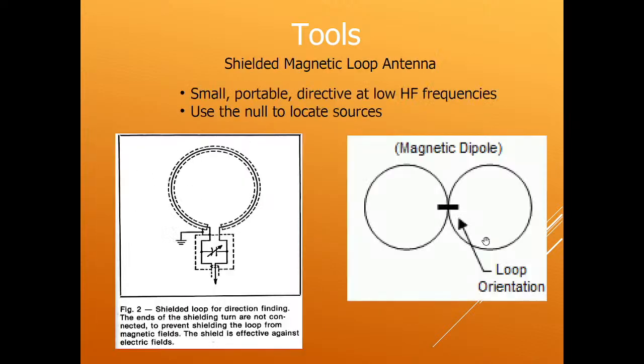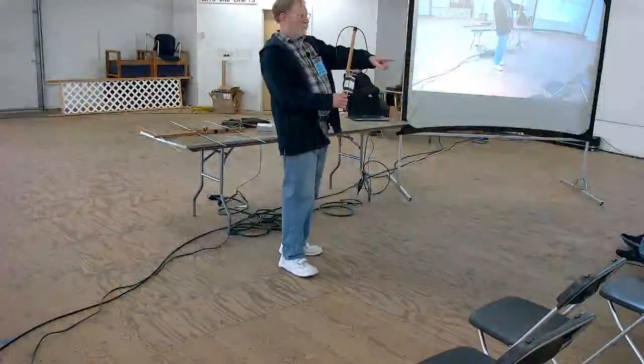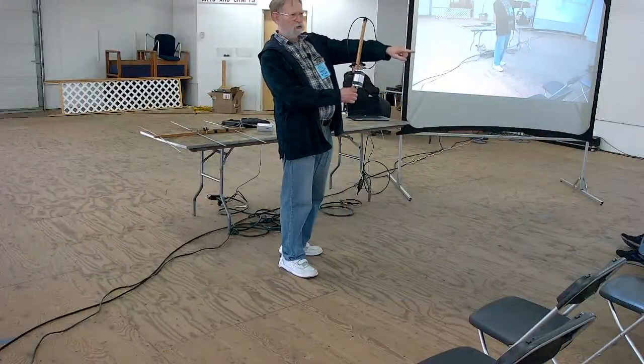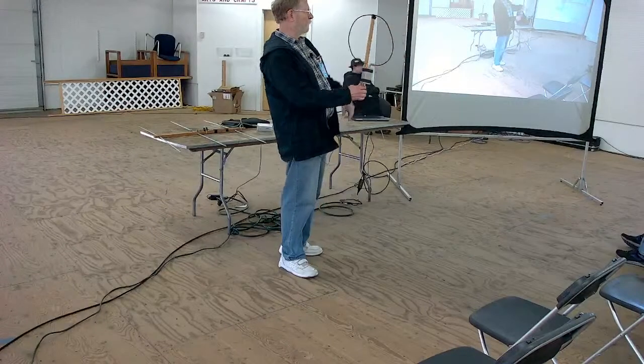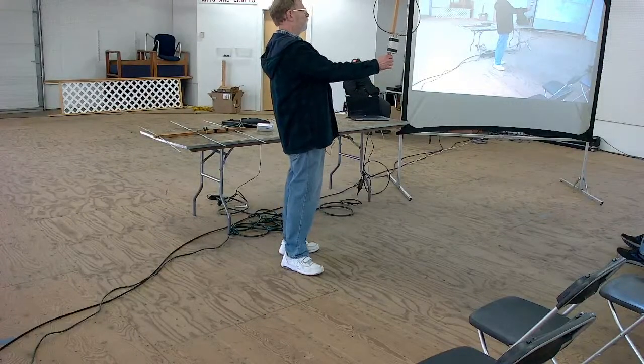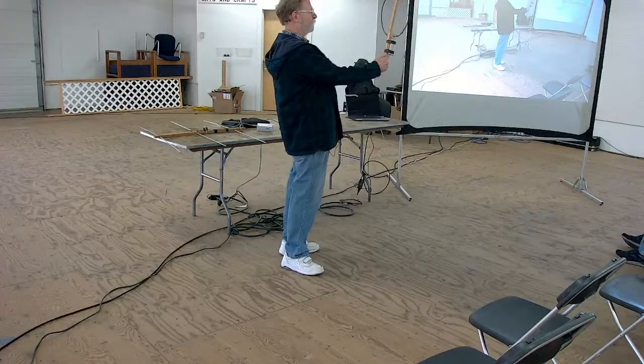So I'll talk about some of the antennas that I've used for hunting, and this is nothing special to me. This is the kind of conventional wisdom. One of them is a shielded magnetic loop antenna. And basically, it's a small, portable, directive antenna that works at low HF frequencies, and it has a very sharp null to locate sources. So basically, this antenna here would have a very sharp null in the direction that I'm pointing. So if the signal is coming from over there, if I aim it like that, you can hear the signal pretty well, but then as you turn it this way, you'll hear a null.